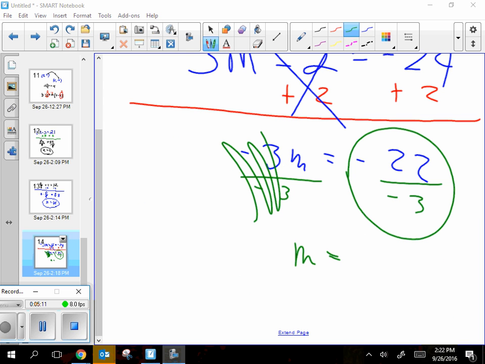Two negatives is kind of like the opposite of the opposite. So if I start with black and I say, what's the opposite of that? You say white. I say opposite of that again. It goes back to black. It just keeps flipping back and forth. So two negatives makes it positive 22 over 3.